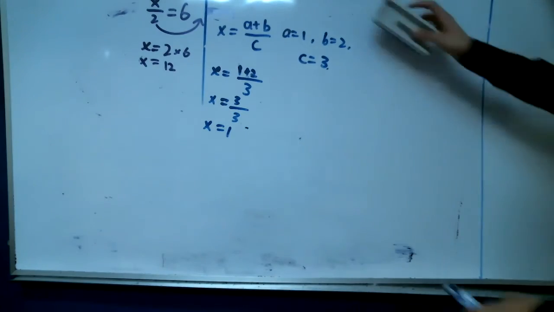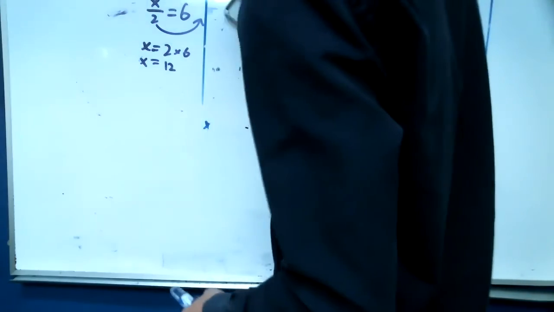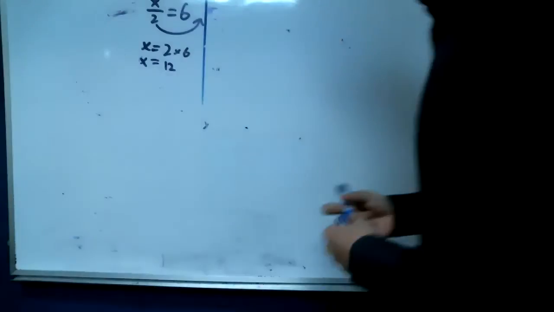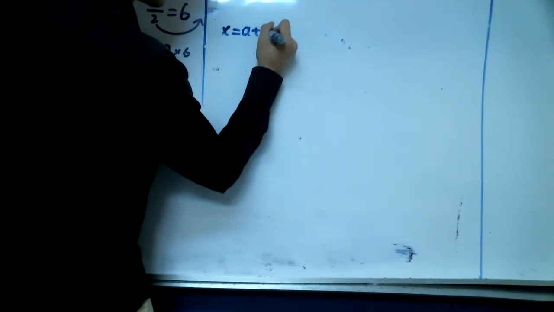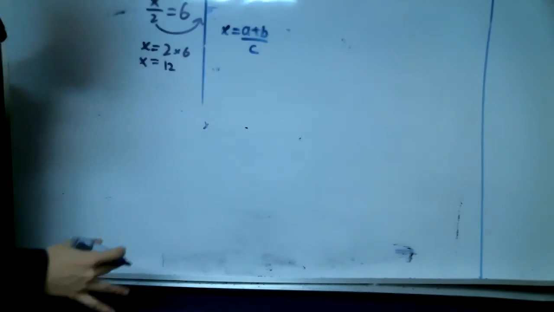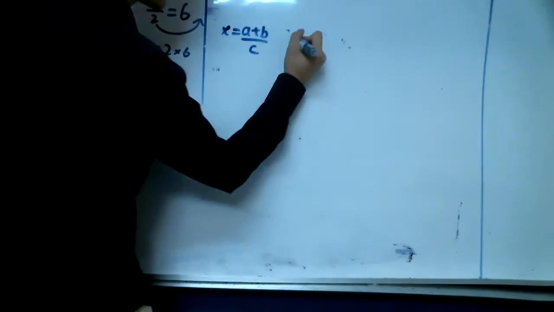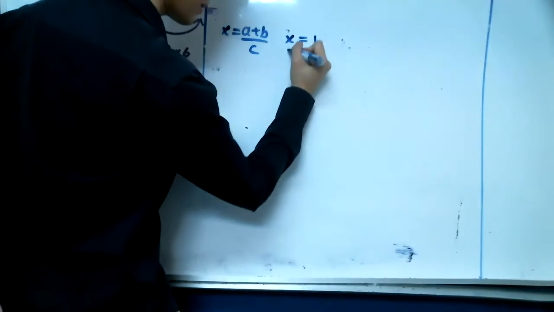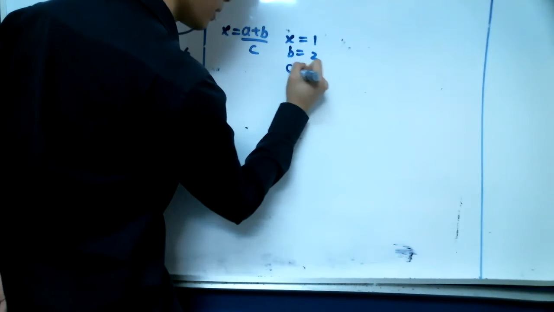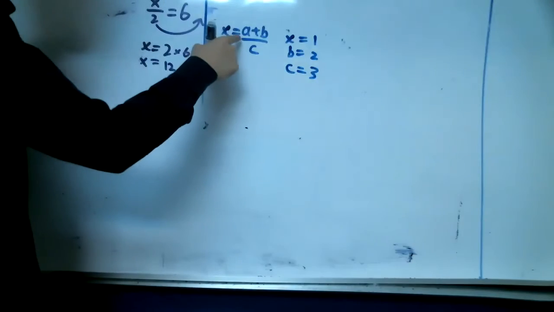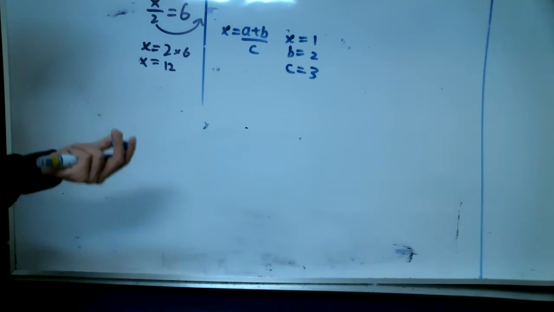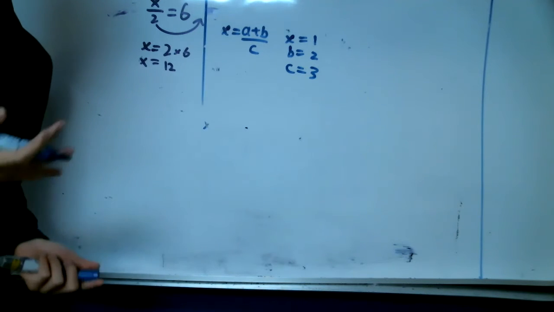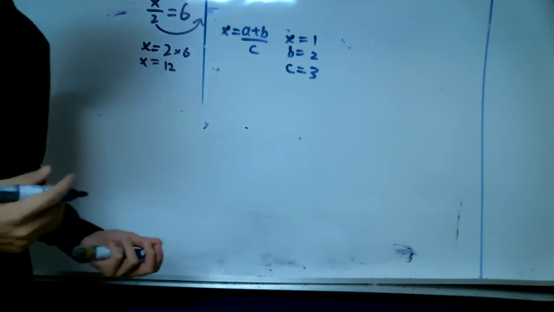For example, let's just clear this first. Let's say I have the same equation again. x equals a plus b over c. But this time, they give us values for x. They give us values for b. They give us values for c. And they want us to find a. So it's not so easy to just substitute and evaluate. So what should we do?